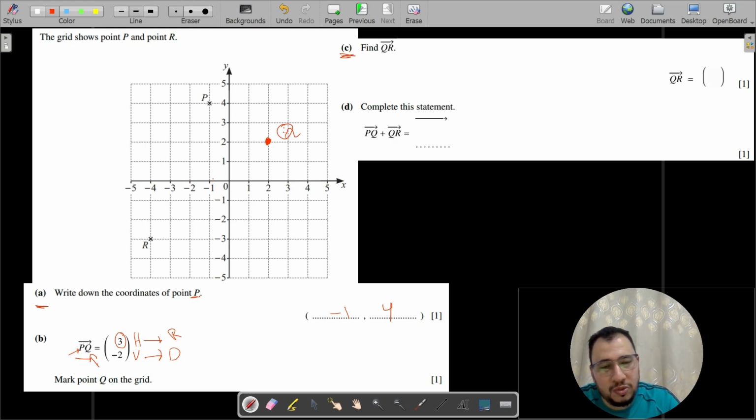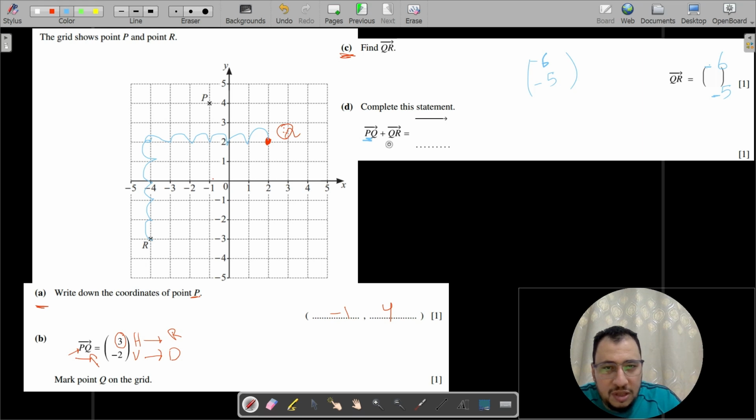Find QR, which means how can you go from Q to R? To go from Q to R, I'm going to move steps to the left, 1, 2, 3, 4, 5, 6. So 6 steps to the left, that means negative 6. And I'm going to move down also 1, 2, 3, 4, 5 steps down, so negative 5. So here the column vector is (-6, -5). Okay, let's complete the statement.